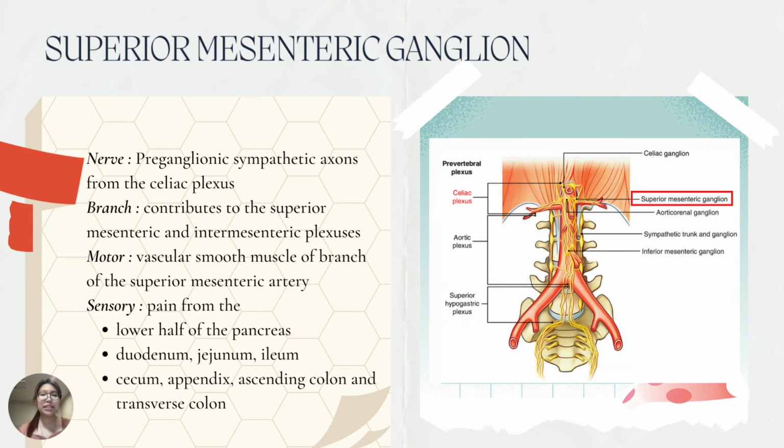Next is the superior mesenteric ganglion. The preganglionic sympathetic axons from the celiac plexus branch and contribute to the superior mesenteric and intermesenteric plexus. For the motor function, it supplies the vascular smooth muscle of the branches of the superior mesenteric artery, while the sensory function is to receive pain sensation from the lower half of the pancreas, duodenum, jejunum, ileum, cecum, appendix, ascending colon, and the transverse colon.